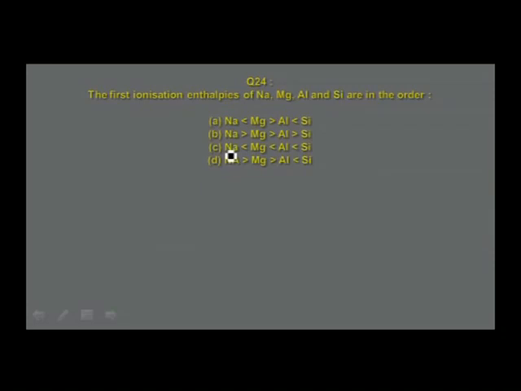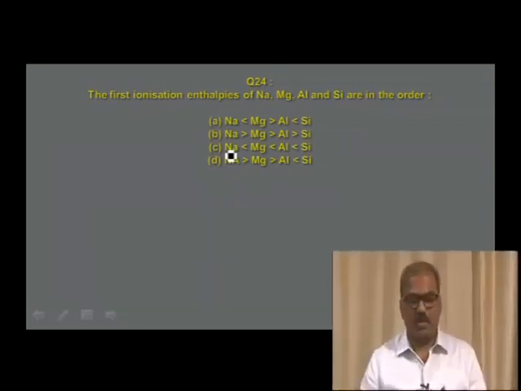It is about ionization enthalpies. The first ionization enthalpies of sodium, magnesium, aluminum and silicon are in the order.